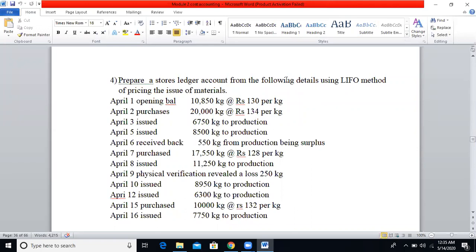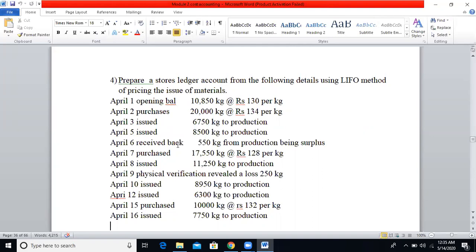Prepare a store's ledger account from the following details using the LIFO method of pricing the issue of materials. They have given the list of transactions. April 1st, we have an opening balance of 10,850 kg at rupees 130 per kg. April 2nd, purchases 20,000 kg at rupees 134 per kg. April 3rd, issued 6,750 kg to the production department. April 5th, we are issuing 8,500 kg to the production department.